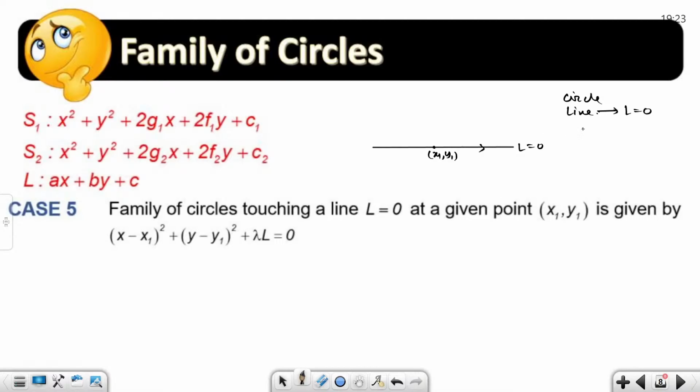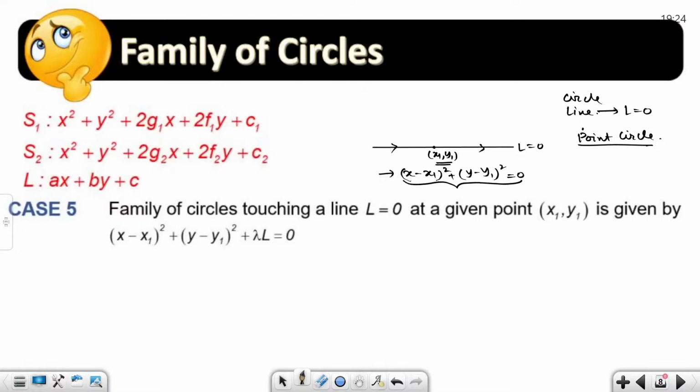You see, a point is also a circle, whose radius is 0. It is called a point circle. So we have a circle whose center is x1, y1, but radius is 0. What will be the equation of that circle? It will be x minus x1 whole square plus y minus y1 whole square equals 0. This is the equation of the point circle whose center is at x1, y1. That's it. So now we have a circle and we have a line.